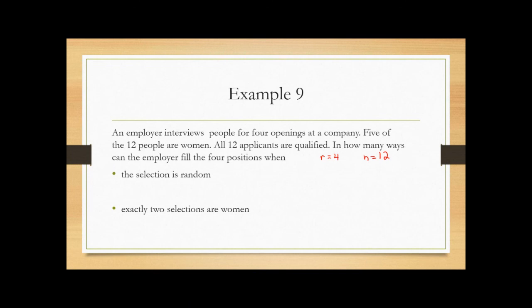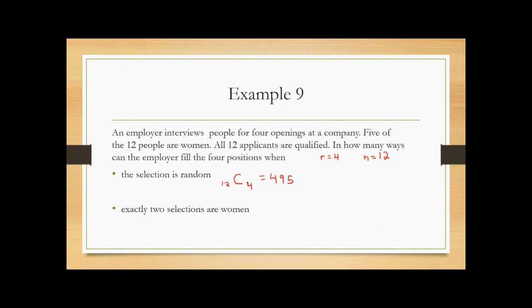It's assumed that it doesn't matter which person gets which position; it doesn't specify that they're different positions. So the order doesn't matter, so this is again going to be a combination. If the selection is random, it's just 12C4 for a combination. And that gives you 495.